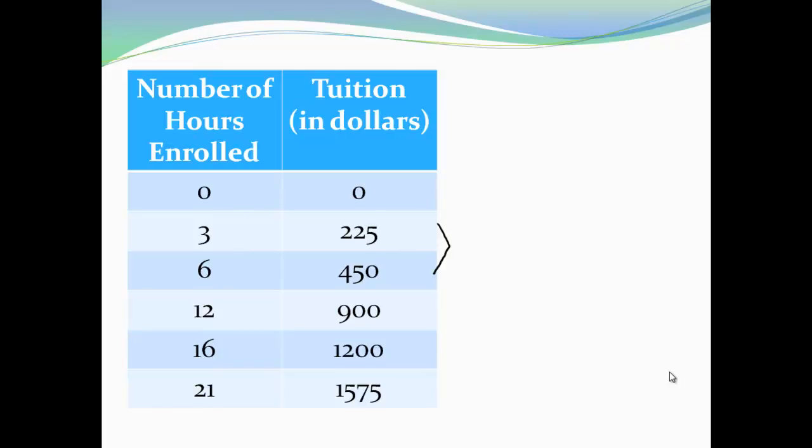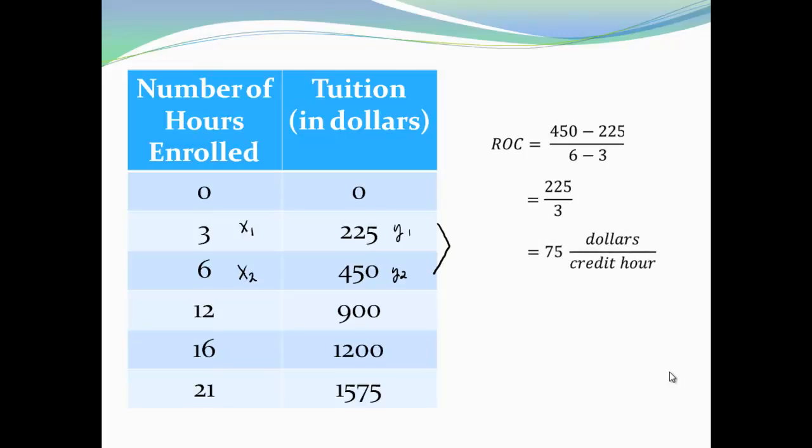If we look at finding the average rate of change between the second and third data points, we could call this x1, y1, and our next one x2, y2. And then when we have the average rate of change, we have 450 minus 225 over 6 minus 3. So we get 225 over 3, which again is $75, representing $75 per credit hour.